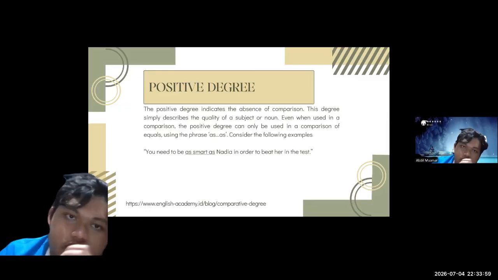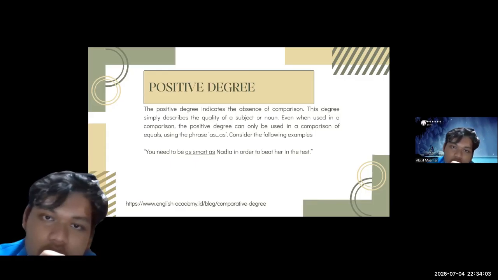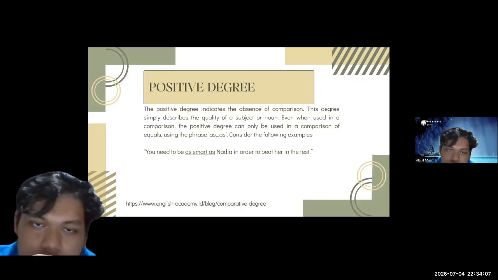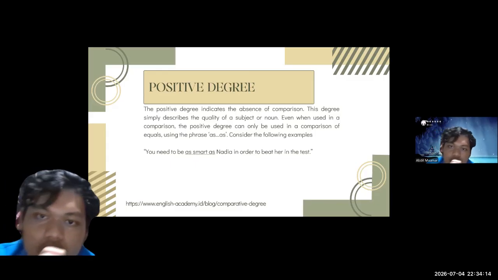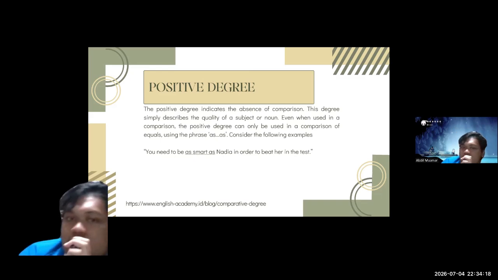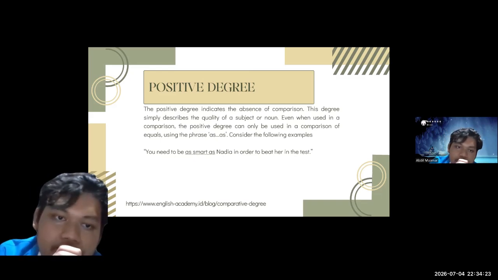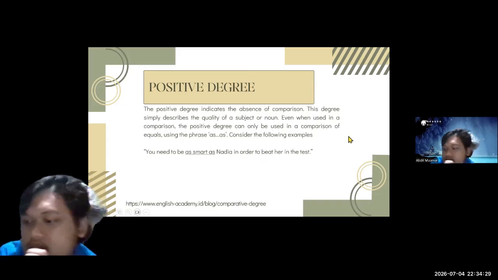Next is the positive degree. The positive degree indicates the absence of comparison. This degree simply describes the quality of a subject or noun, even when used in a comparison. The positive degree can only be used in a comparison of equal using the phrase as. Consider the following example. You need to be as smart as Nadia in order to beat her in the test.